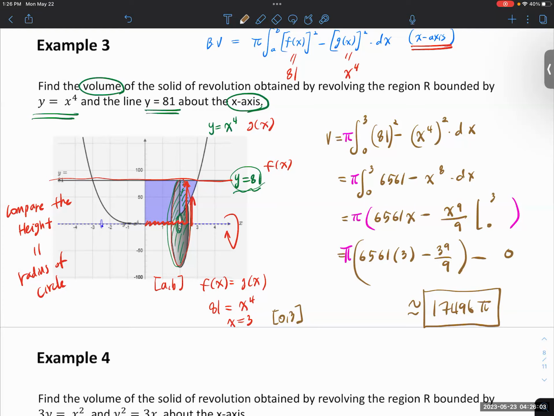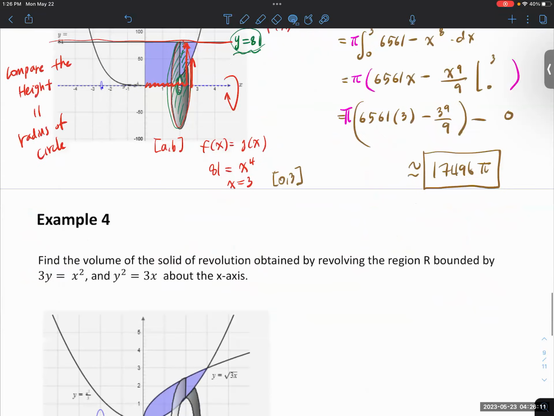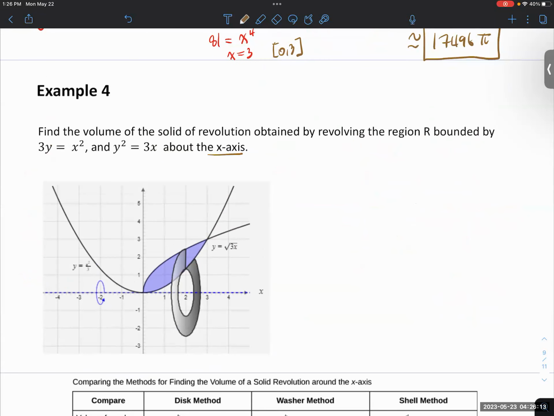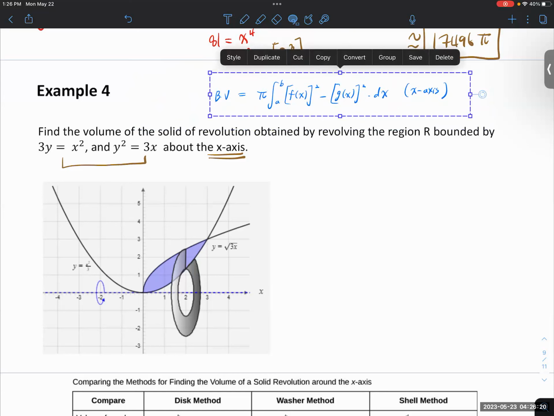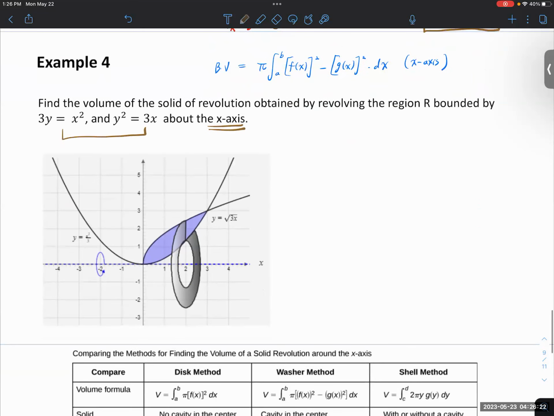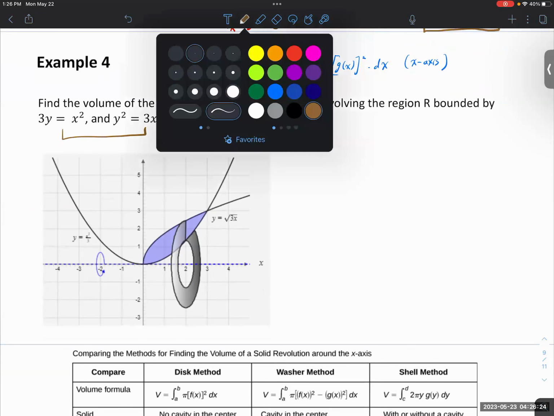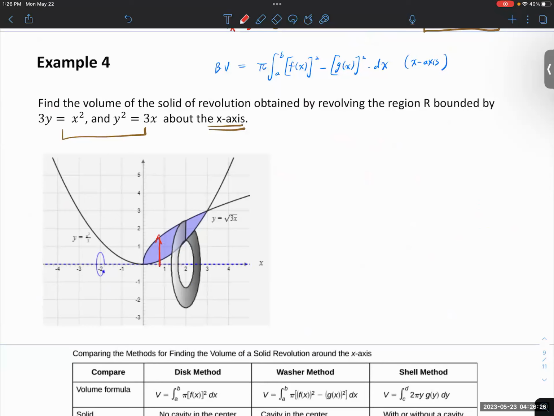Okay, so I hope this is getting better. Check out what we're doing, and then you can get it. One last one, I'm going to go down slowly. Same thing, we are rotating about the x-axis. Ooh, two functions, so we're going to use this formula again. What are you guys going to do? In this one, which one is higher? This one is higher than that one. So which is this function? This is going to be y equal to radical 3x.